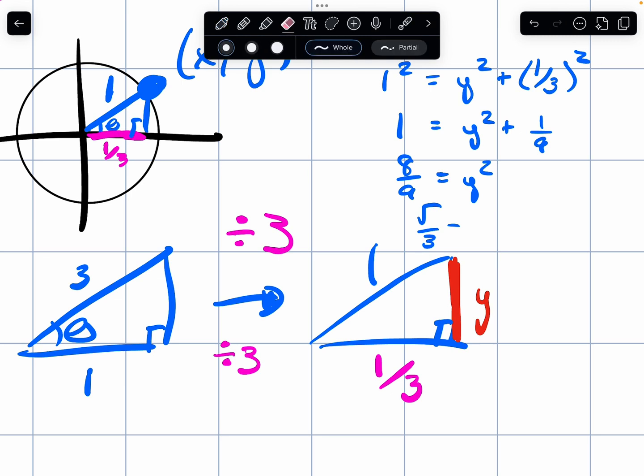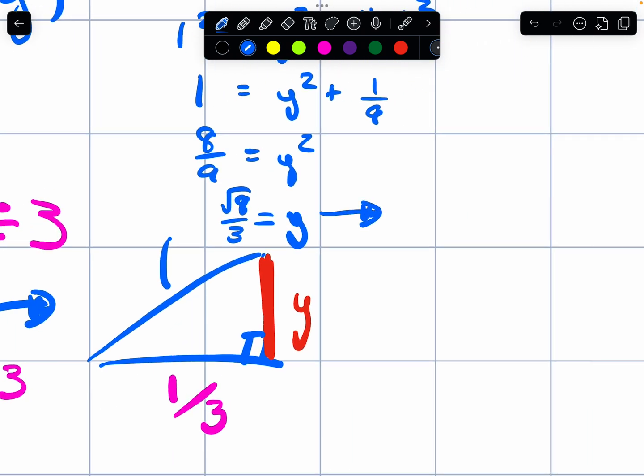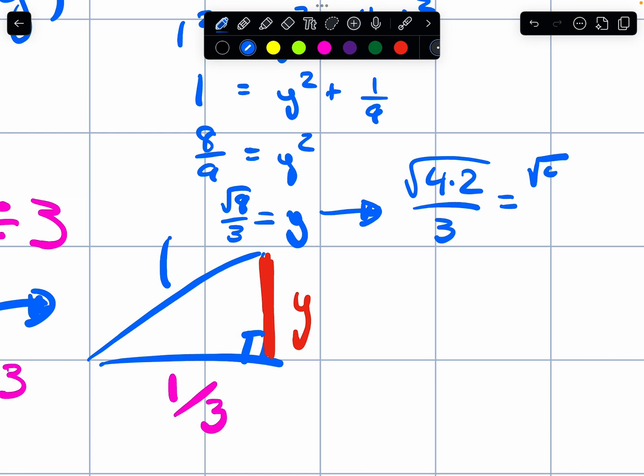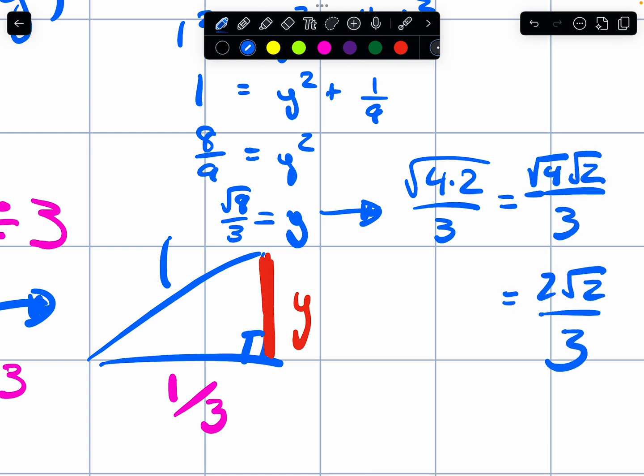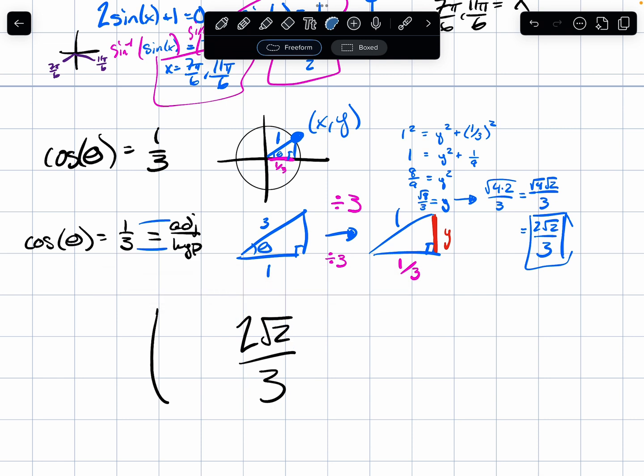No, not root 4. Excuse me. Root 8 over 3. And I don't know if your teacher wants you to simplify this radical, but we could split it up into root 4 times 2. And then rewrite this as root 4, root 2 over 3, and then finally 2 root 2 over 3. So I think this is probably more what he or she is looking for. So my final coordinate, my final answer for this is going to be 2, 2 root 3. Oh, nope, that's my y value. That's my y value. And my x is 1/3.